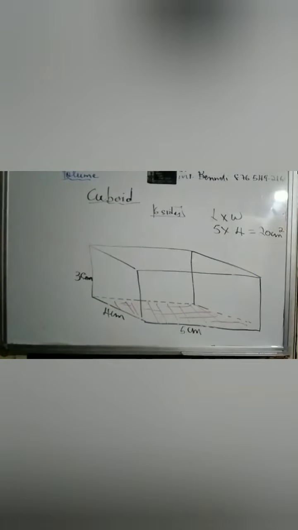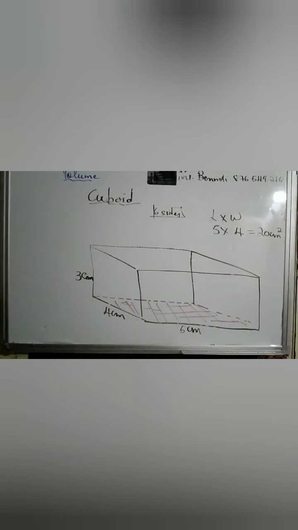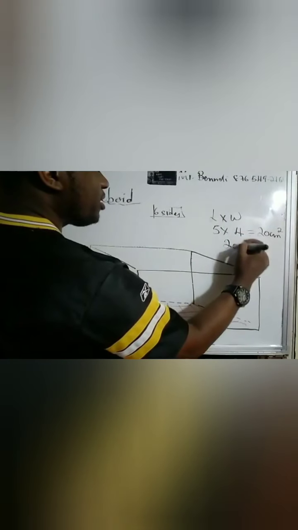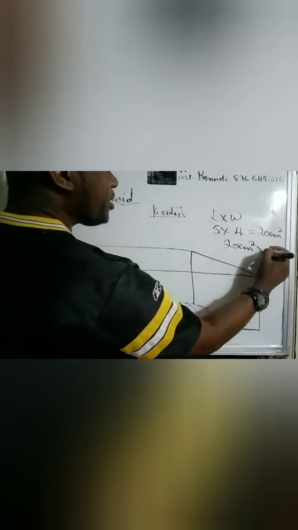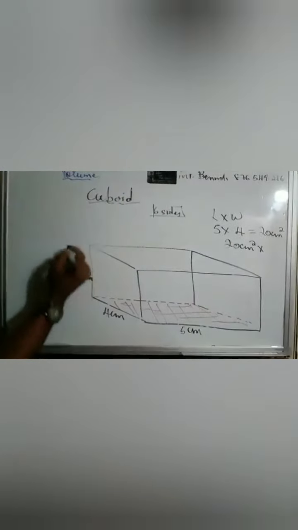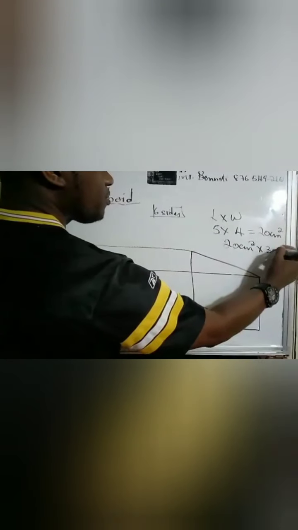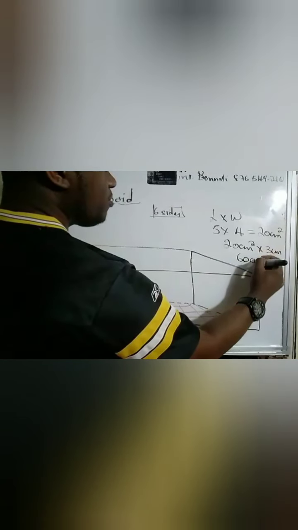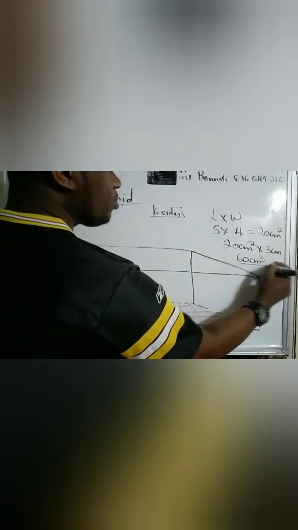But what do we have to do to find the volume? Multiply by what? The height. So it will be 20 centimeters squared times the height, which is 3 centimeters. So that's 60 centimeters cubed.